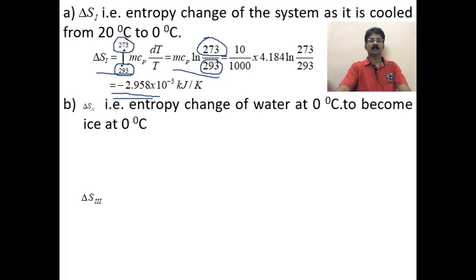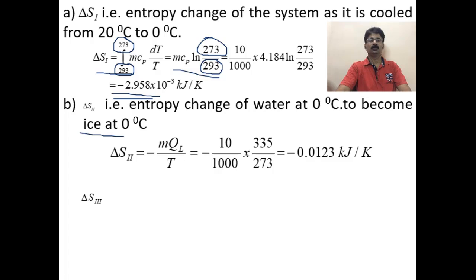Now delta S2 is the entropy change of water when it is at 0 degrees Celsius to become ice at 0 degrees Celsius. No temperature change. So it is just MQL by T. MQL is nothing but the total amount of heat removed during this conversion process. So M is the mass of ice, which is 10 kg.